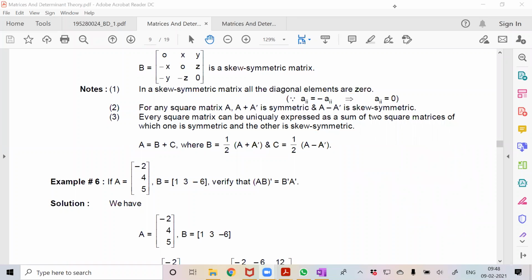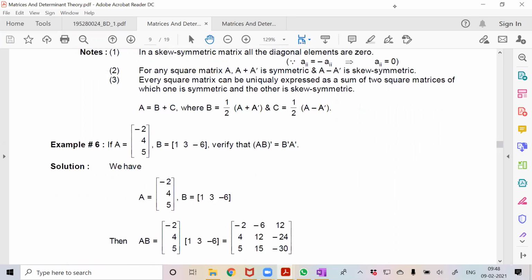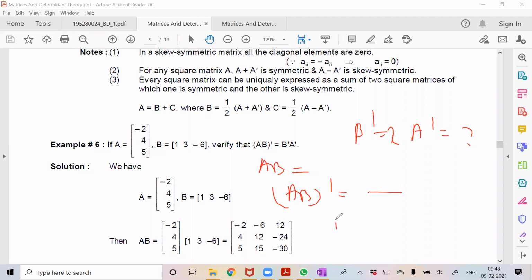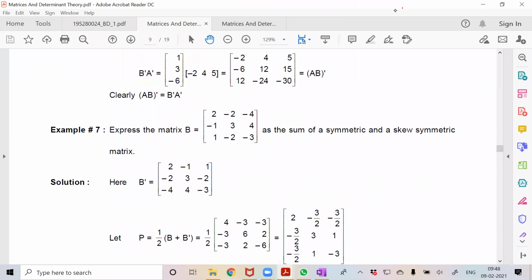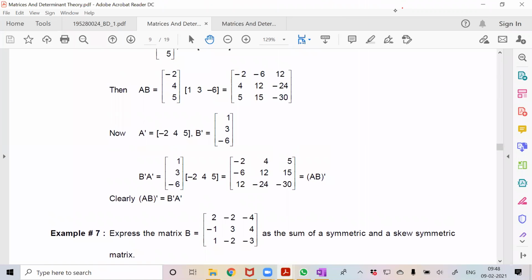Now example 6, you can see it's a verification. How will you verify? You have the book, you can see. First you find A into B, then you take transpose. After that, you find B transpose, you find A transpose, and then you multiply B transpose by A transpose. You will get the answer. So you can verify it, right? Find LHS and find RHS; both will be equal. Okay, you do this question.